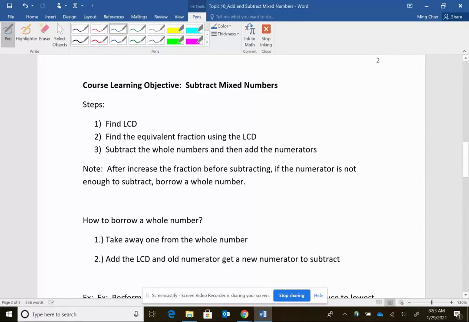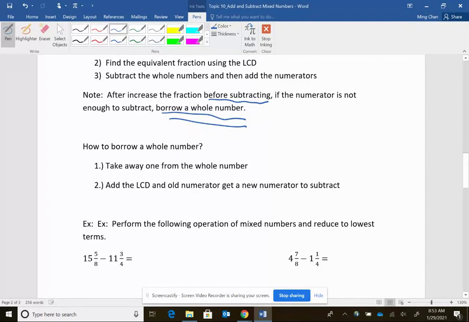However, sometimes after we find the equivalent fraction using the LCD, before we actually subtract, if the numerator is not enough to subtract, we have to borrow from a whole number. So here are the two steps on how to borrow. I will try to write my explanation here on the side.